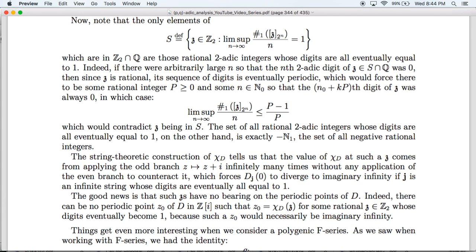So the good news, though, is that this trouble has nothing to do with the periodic points of our dragon map, and this is because our periodic points cannot have a density 1 sequence of 1s in the associated z's, because otherwise it would dash off to infinity.